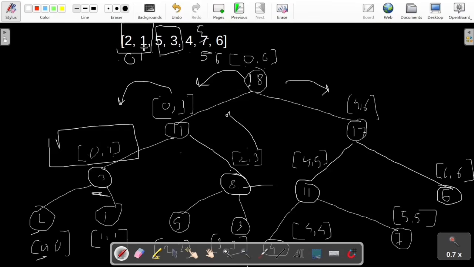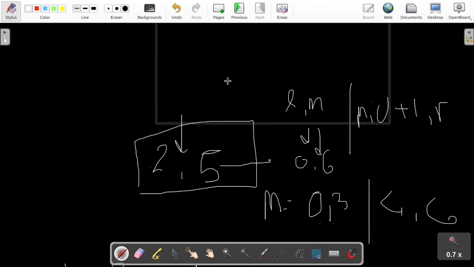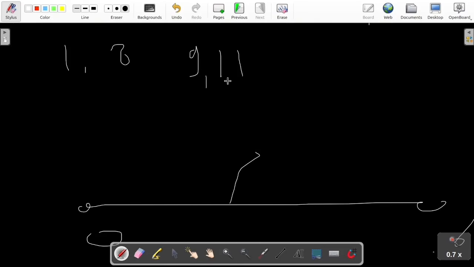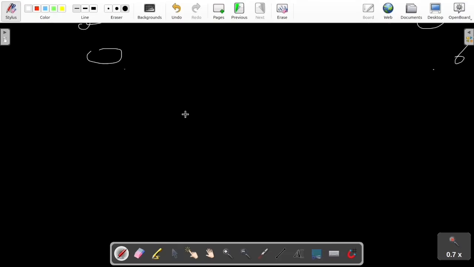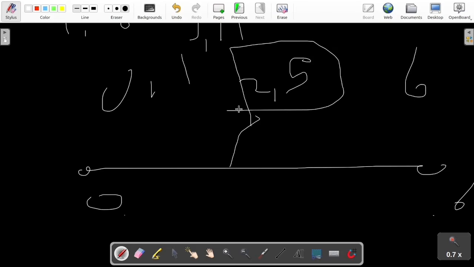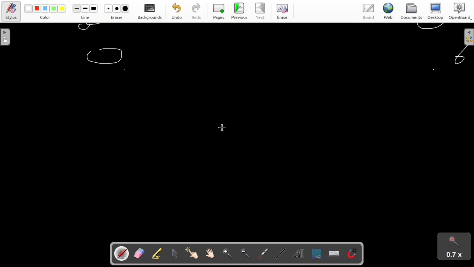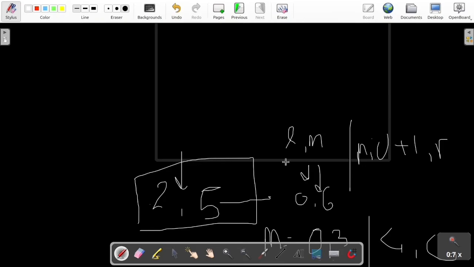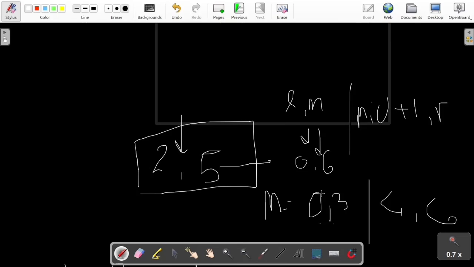I think our array is 0, 1, 2, 3, 4, 5, 6. There are three extra indices: 0, 1, and 6. We don't need them. We need only the answer for this range. So whenever you have this type of overlap, simply take your range, which was 0, 6, divide it from the middle using the formula L, mid, mid plus 1, R, and then process these two ranges.